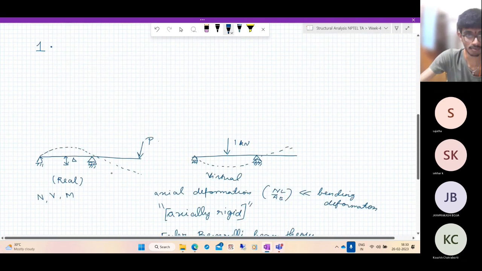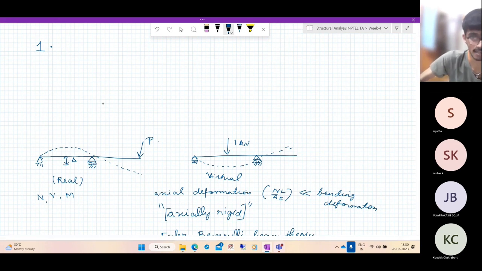Suppose, as I said, we have this beam and we wish to find this deflection. So this is the virtual system. The virtual force does some work on moving this through delta. Since I applied this 1 kilonewton downwards, we have to take delta as downwards.